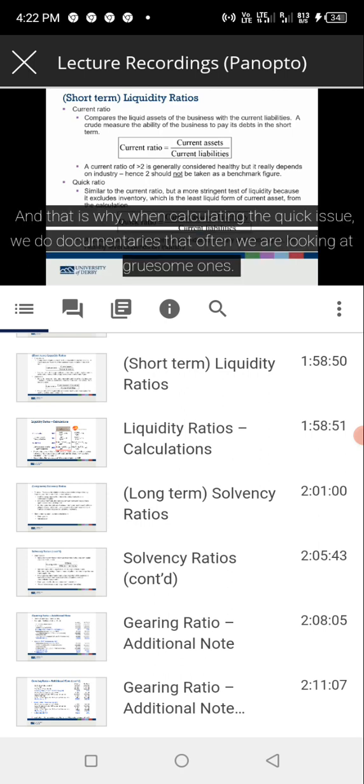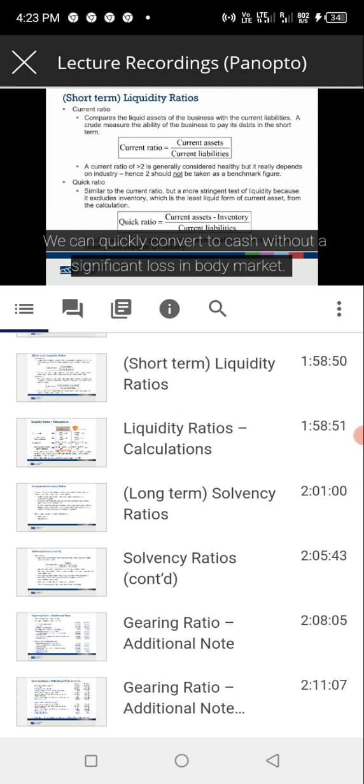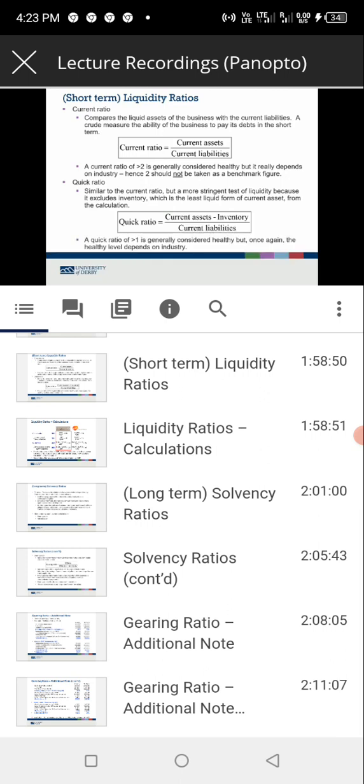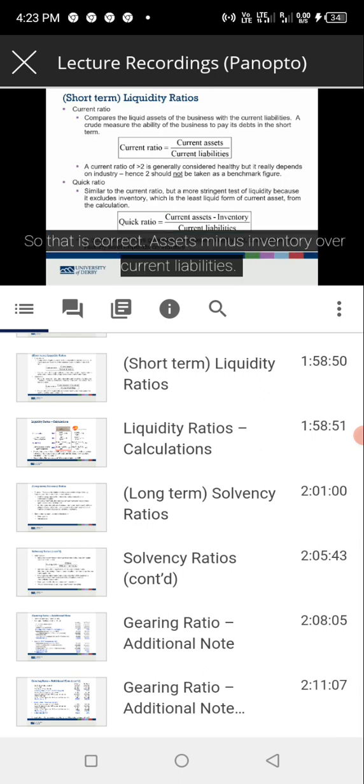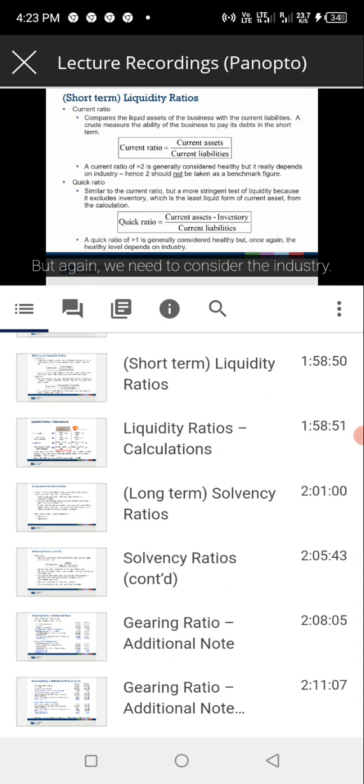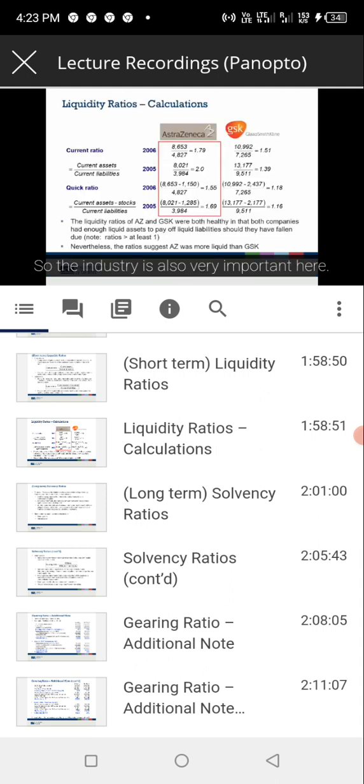And that is why when calculating the quick ratio, we deduct inventories. We are looking at those we can quickly convert to cash without a significant loss in value. So that is current assets minus inventory over current liabilities. And we say for this one, anything greater than 1 is considered healthy. But again, we need to consider the industry. So we said the industry is also very important here.